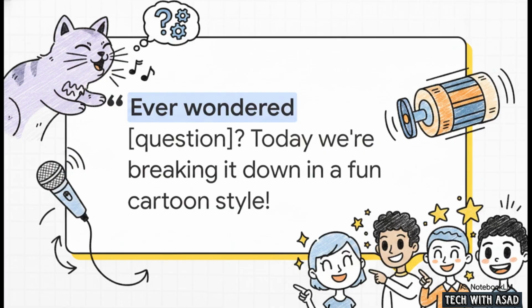Those opening 10 seconds absolutely demand a punchy, question-based hook to trigger a reaction. So you might script something like, "Ever wondered why your cat sounds like a running motor? Today we're breaking feline purring down in a fun cartoon style." You're injecting that energetic custom voice right from the jump.